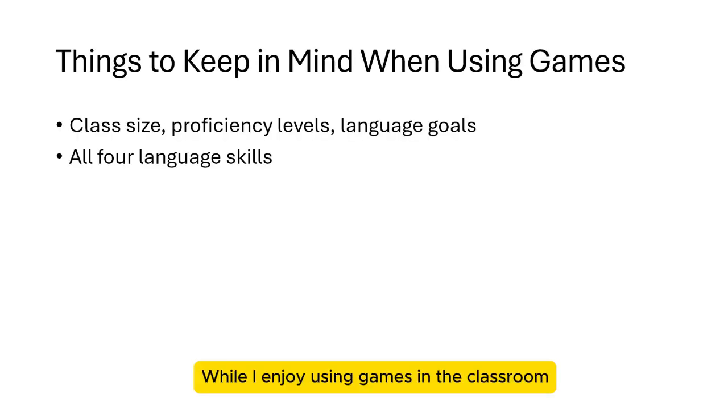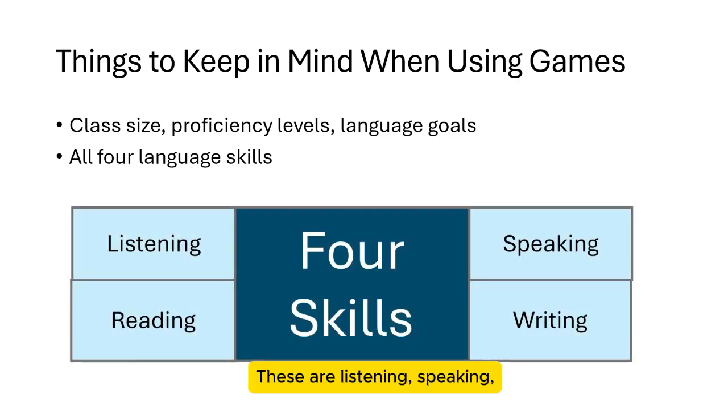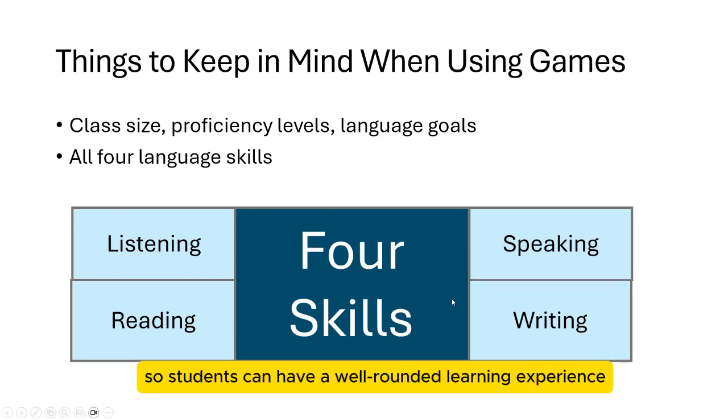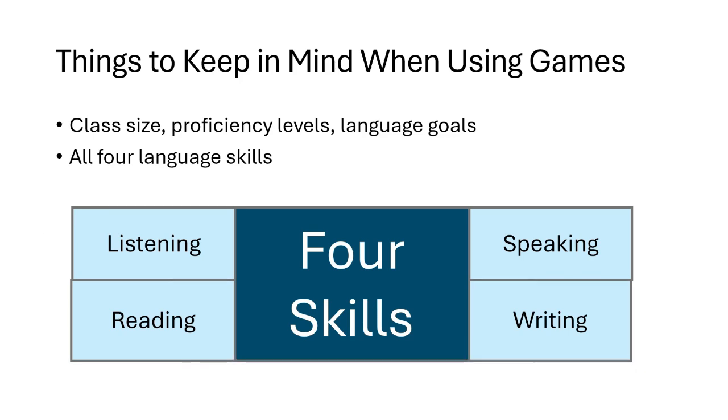While I enjoy using games in the classroom, there are certain factors I consider when selecting or designing a game, especially for English learners. Now, class size, student proficiency levels, and language goals are often the primary considerations when teachers choose games, right? However, one additional suggestion is using a game that students can incorporate four language skills. These are listening, speaking, reading, and writing. So students can have a well-rounded learning experience.